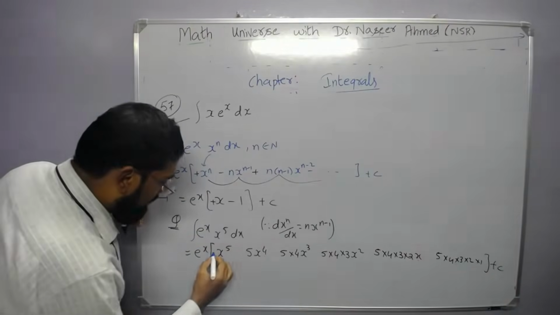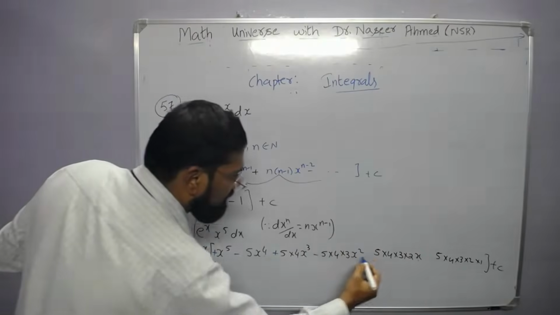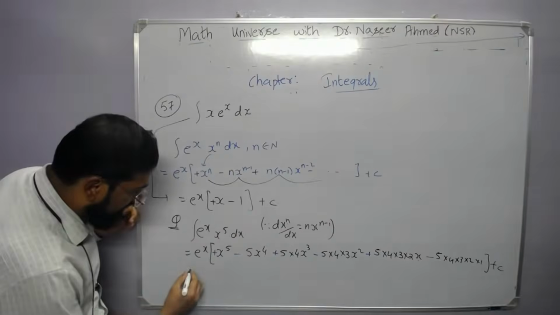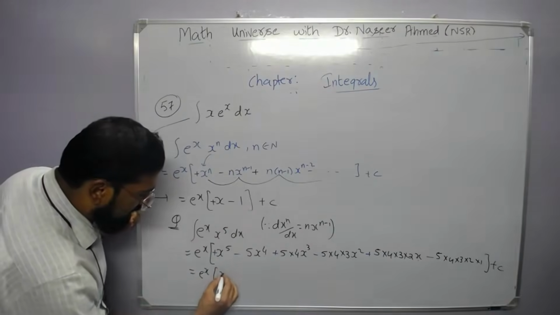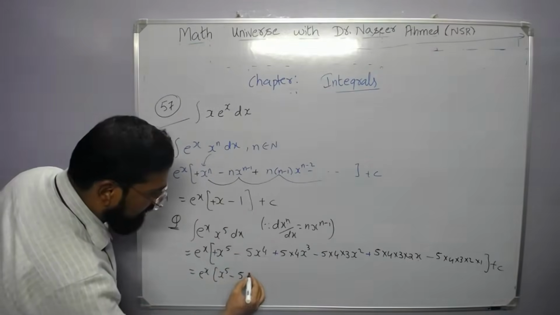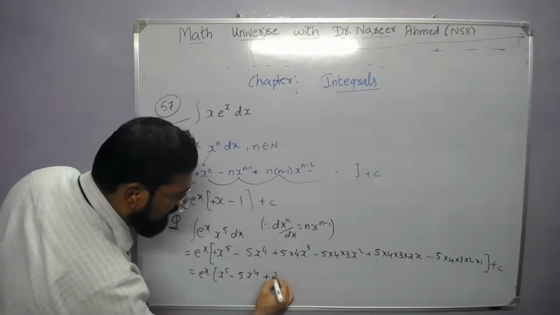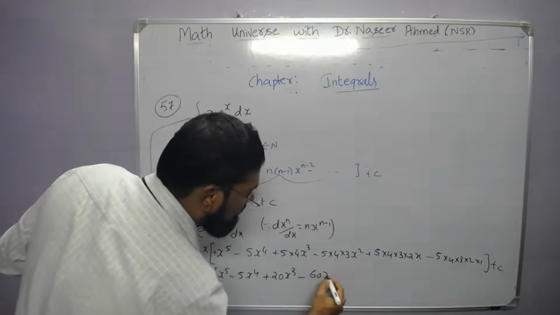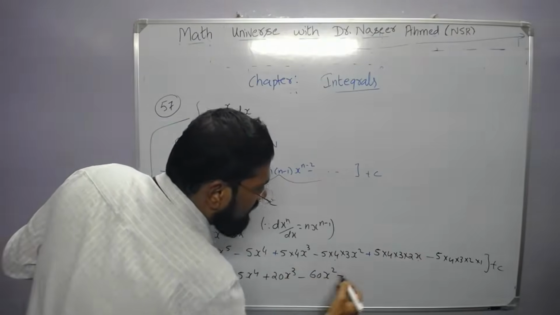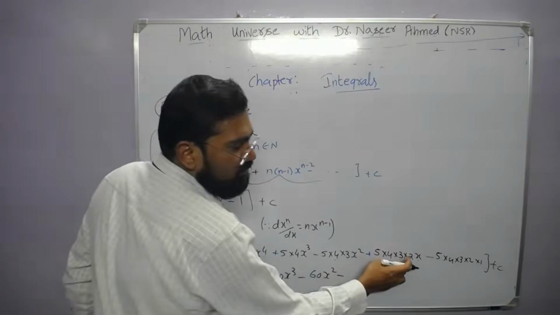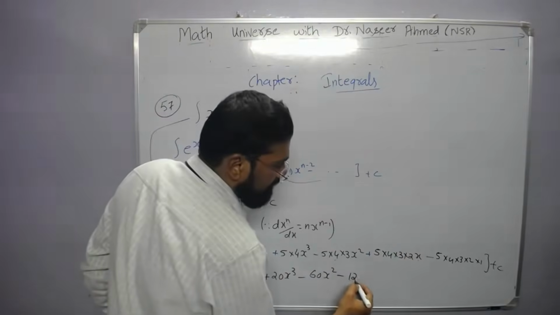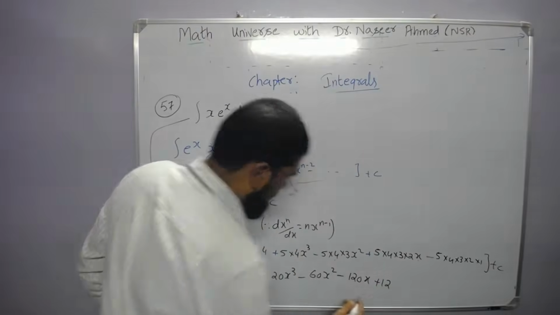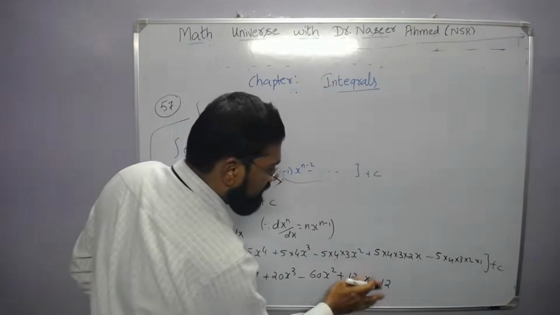So now the sign is what? Plus, minus, plus, minus, plus, minus. Now what is the answer? E power x into x power 5 minus 5 x power 4, plus 5 4s are 20 x cube, minus 5 4s are 20, 20 3s will be 60. Then again 60 into 2 is 120, then 120 into 1 is 120. Here the sign is plus, and here it is minus.